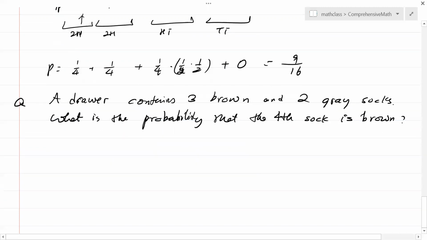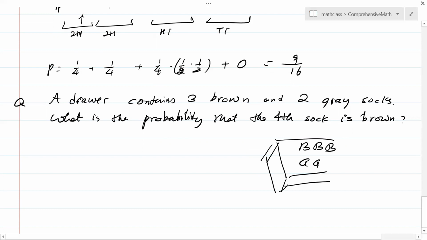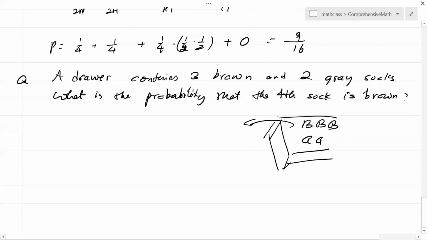So let me draw this. You have 3 brown and 2 grays, and one by one you take them out. So what is the probability the 4th one is gray?